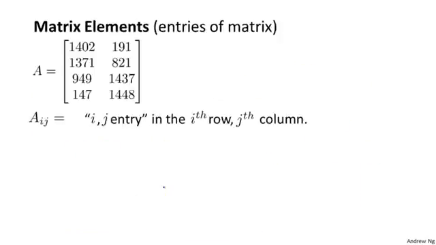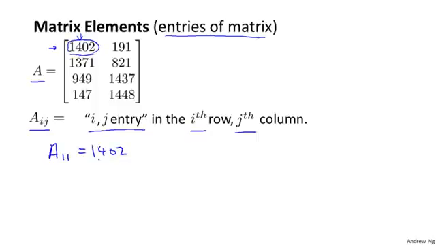Next, let's talk about how to refer to specific elements of the matrix. And by matrix elements, or elements of the matrix, I just mean the entries or the numbers inside the matrix. So in the standard notation, if A is this matrix here, then A subscript ij is going to refer to the i, j entry, meaning the entry in the ith row and the jth column. So for example, A11 is going to refer to the entry in the first row and the first column. And so A11 is going to be equal to 1402.